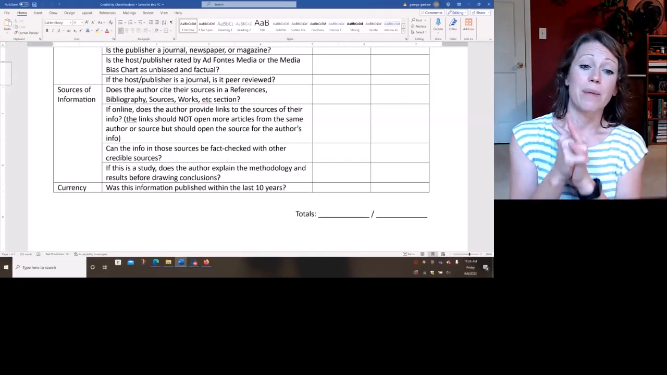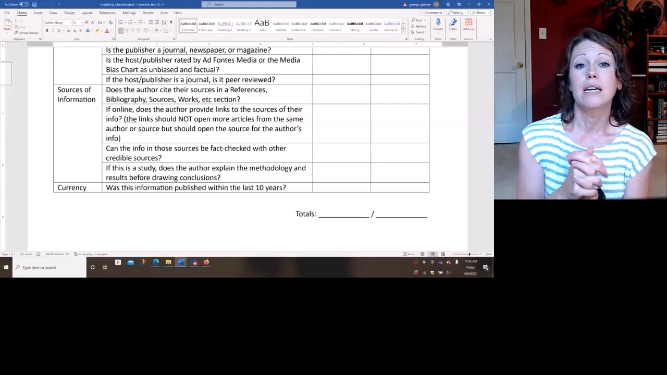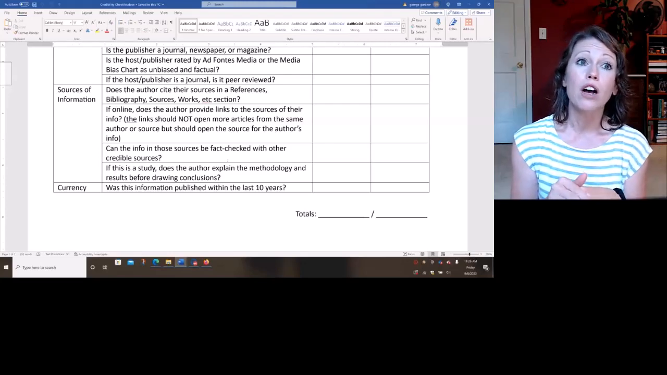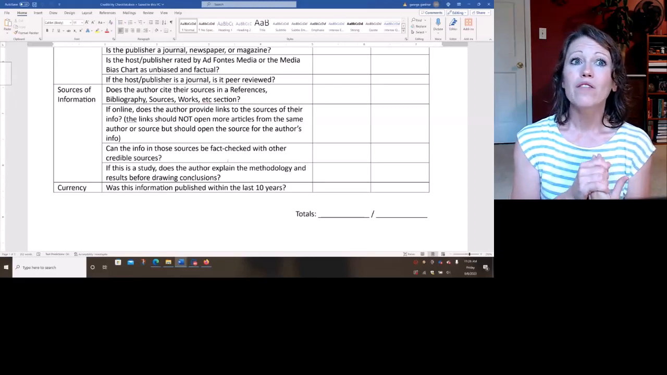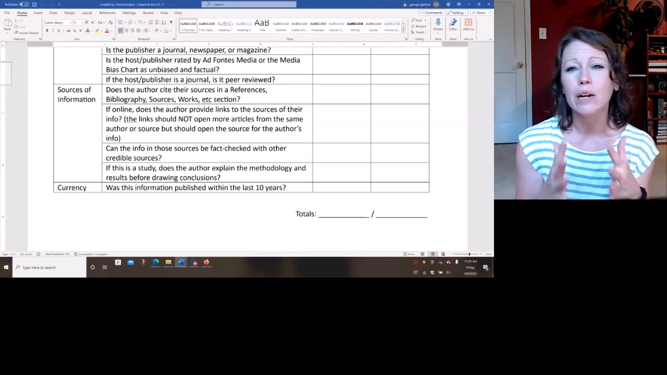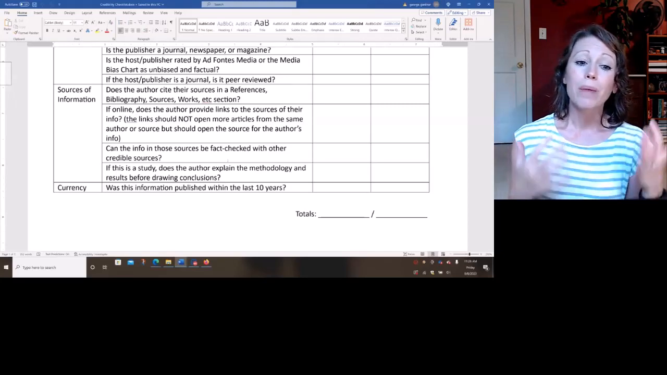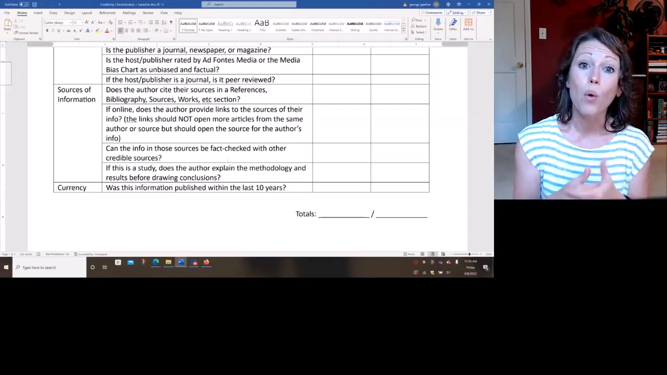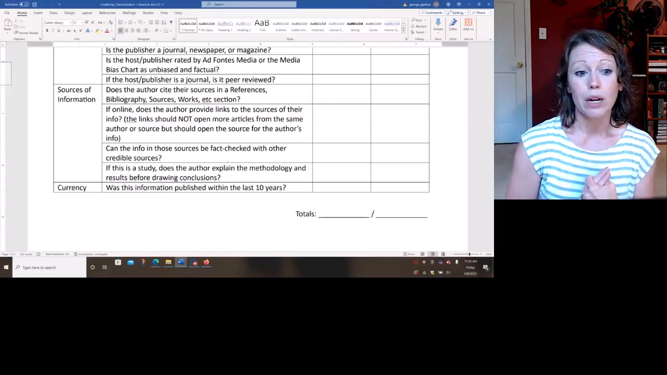Finally, in the sources of information, does the author explain the methodology and results before drawing conclusions? If this is a study, if they're talking about research, do they explain how they did their research? Because if they don't, it comes across as if they are trying to hide something. They're trying to hide what they did or how they did it to reach these particular conclusions. So making sure that they're explaining methodologies and results of their studies before they give you their conclusions is important in terms of credibility.